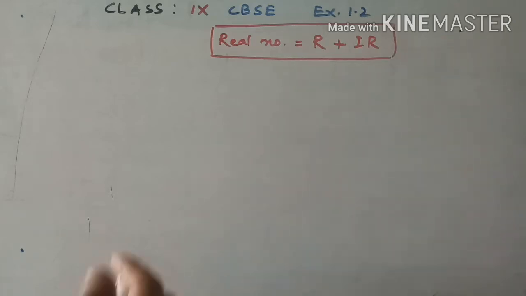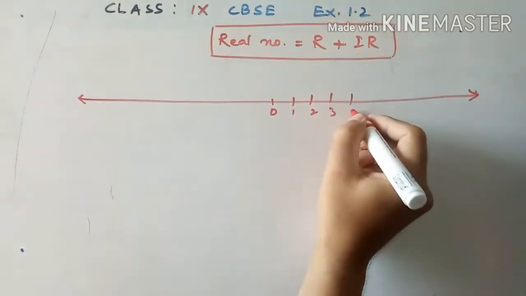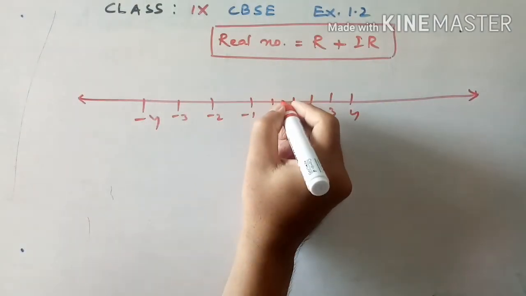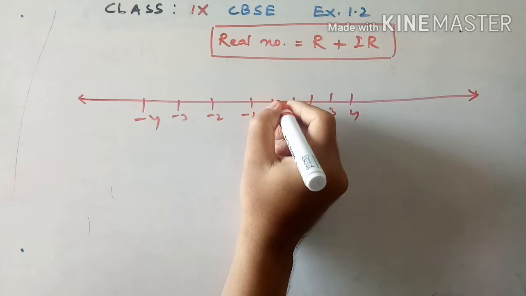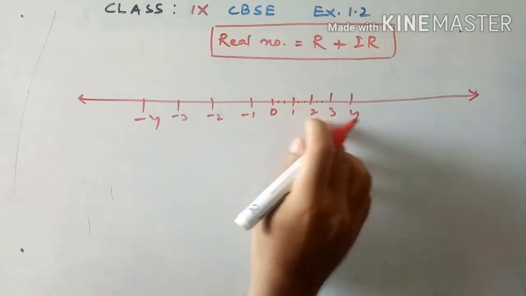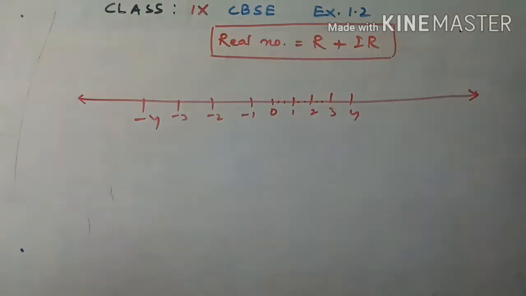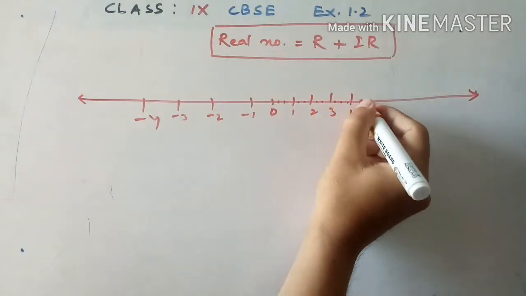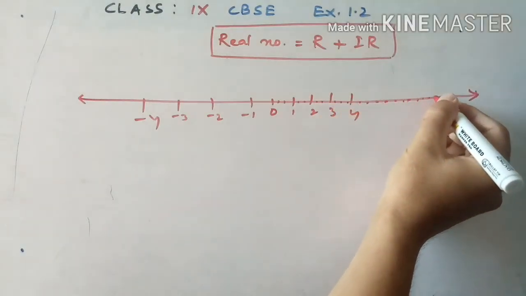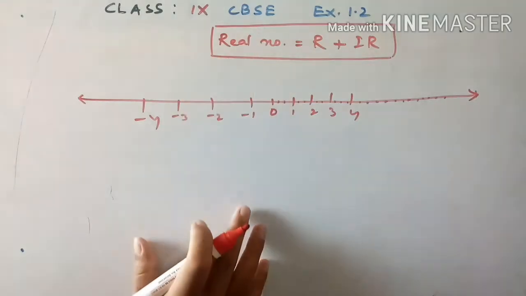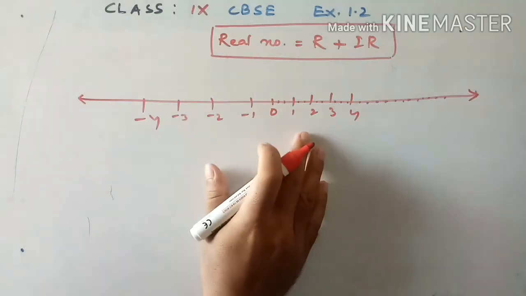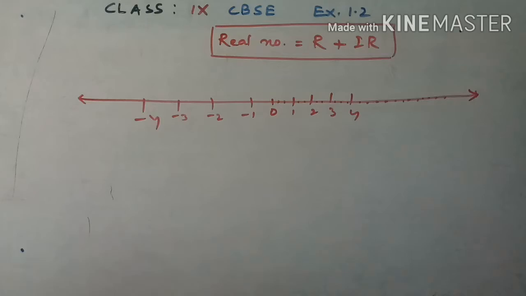Okay, so in the number line, what I'm going to tell is every point like 0.1, 0.2, between any two rational numbers, there are infinite numbers, we have learned. So every point on the number line represents a real number. It may be rational or irrational.